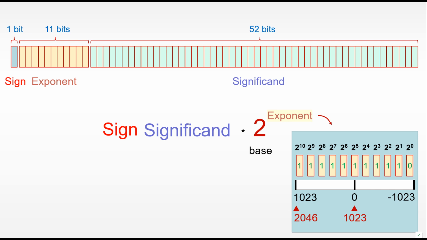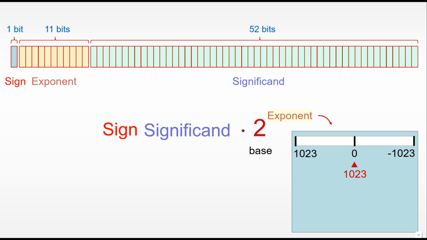1023 would correspond to 2046, and negative 1023 would correspond to 0. So notice that we've done a very neat trick here. In fact, with the same 11 bits of data, we can describe a number as big as 2 to the power of 1023, or as small as 2 to the power of minus 1023. Remember, having a minus in the exponent means a lot of zeros after the decimal, so a very small number.